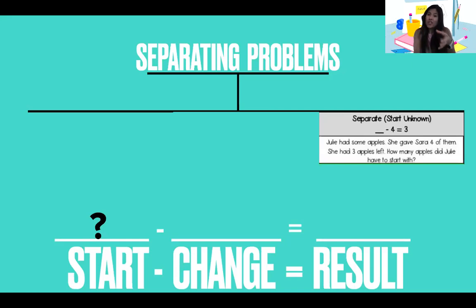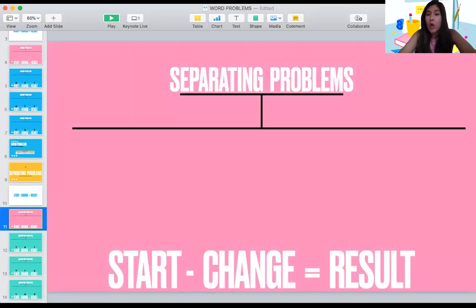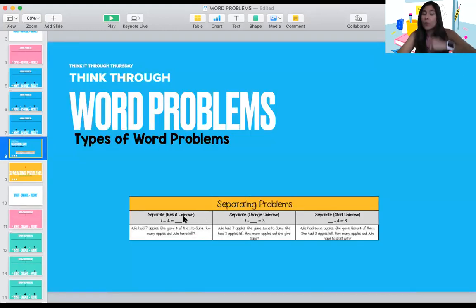But with those some that she had, she gave some away. She gave 4 of them away, so we take away 4. She had 3 apples left. So after giving those 4 away, now she has 3. We know the result. So boys and girls, there you have it. We have the 3 types of separating word problems: result unknown problems, change unknown problems, and start unknown problems.